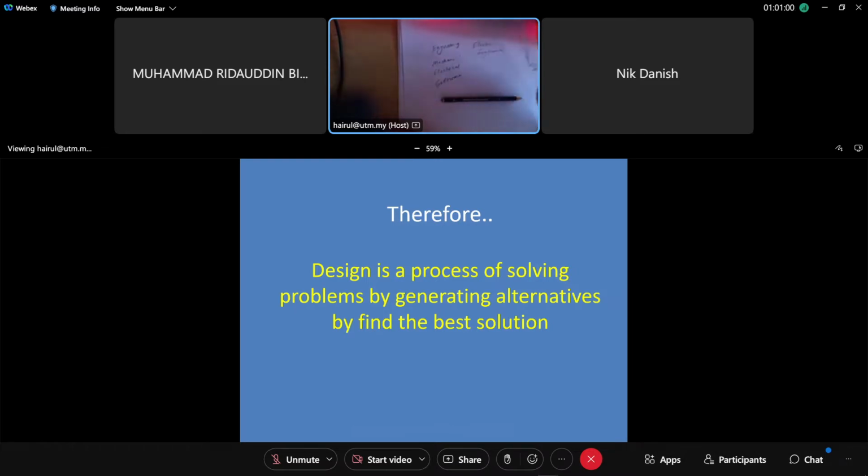Then you filter through stages. Then you filter, and then the champion emerges. The champion will become the best. That is your design. Okay, it's a process of solving problems by generating ideas, alternatives or concepts, and finding the best solution. That is design.